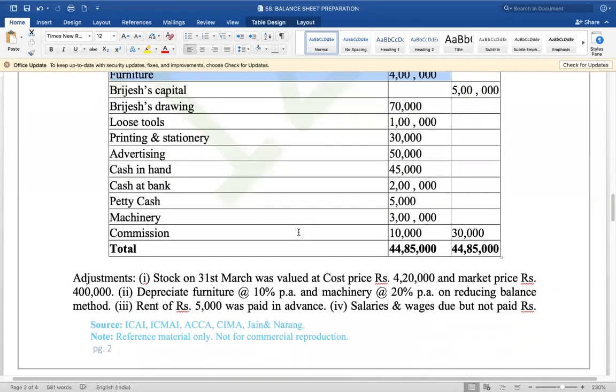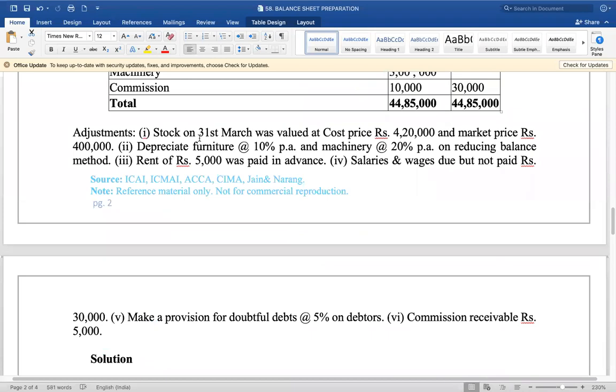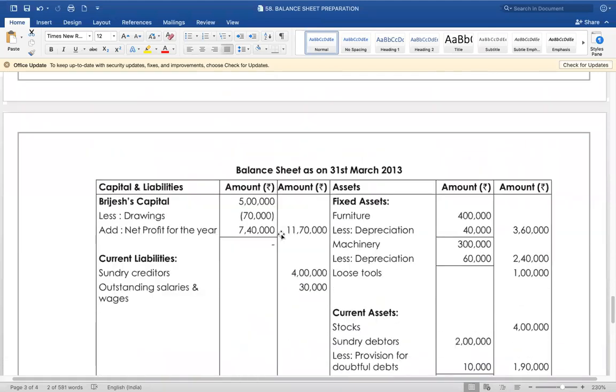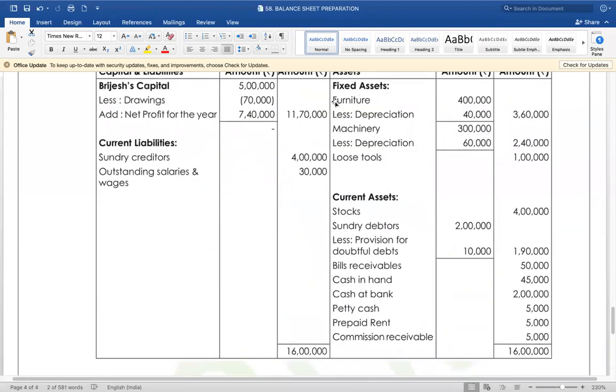What's the adjustment? The adjustment for furniture is provide 10%. Furniture value is 4 lakhs and provide 10% depreciation. The net of asset you will take in the amount column. Furniture 4 lakhs, less depreciation 10% of 4 lakhs, 40,000. Take the net amount of 3,60,000 to the outer column.